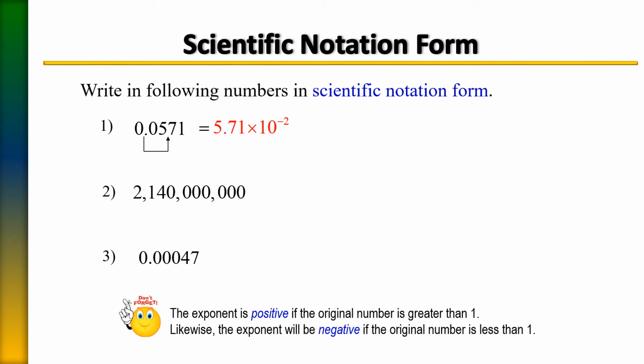We don't need the zeros. We can drop the zeros. So our decimal would be 2.14 times 10 to the, and remember it took us 9 places to get there. So that's going to be 10 to the 9th power. So 2.14 times 10 to the 9th power.